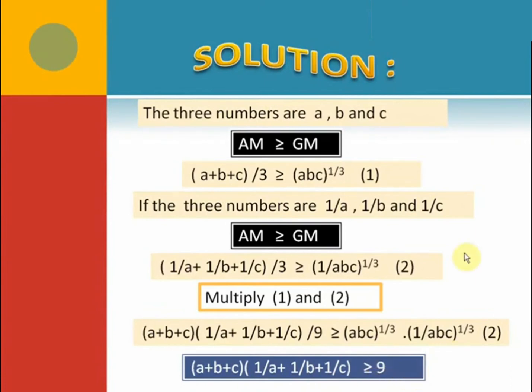And thus we have proved the result that if a, b, c are three positive numbers, then a plus b plus c into 1 by a plus 1 by b plus 1 by c is always greater or equal to 9.